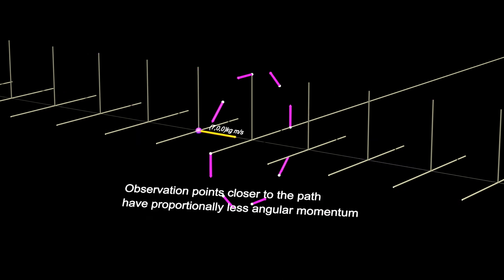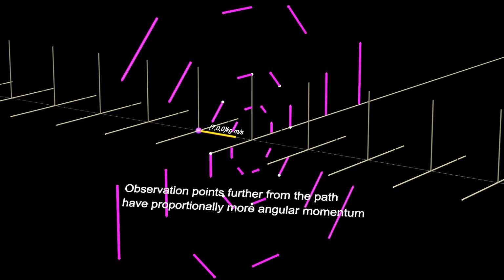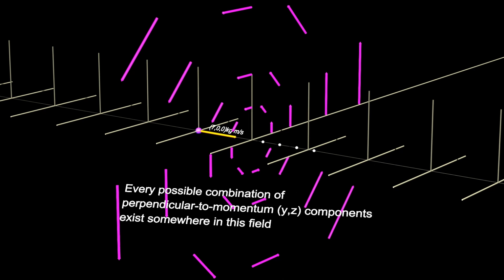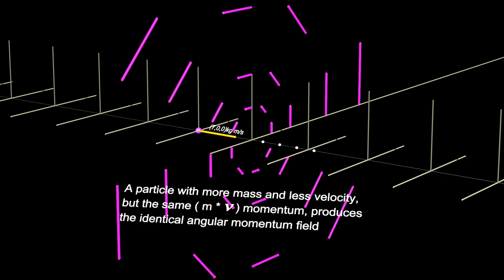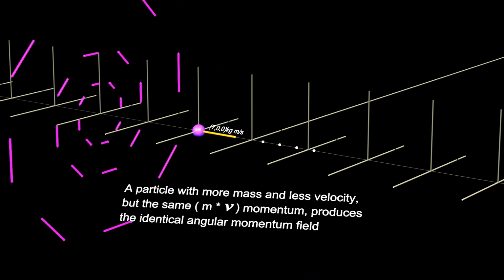Observation points closer to the path have proportionally less angular momentum. Observation points further from the path have proportionally more angular momentum. Observation points on the path have zero angular momentum. Every possible combination of perpendicular to momentum components exists somewhere in this field. A particle with more mass and less velocity but the same momentum produces the identical angular momentum field.